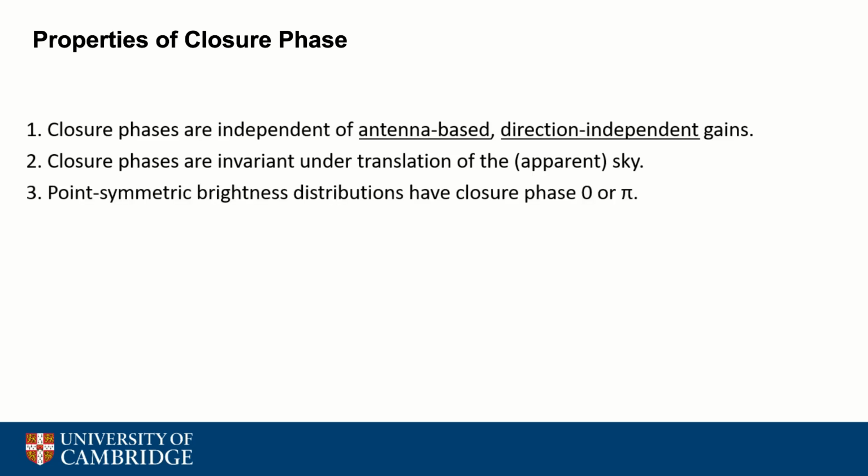Thirdly and lastly, the closure phase has values of 0 or pi for point symmetric brightness distributions. Again, we can use property 2 to shift the center of symmetry onto the origin of the image plane, where the visibilities have values of 0 or pi, and so the closure phase also has a value of 0 or pi. This is important to understand how the closure phase responds to strong point sources, where the closure phase will have values of 0, and also RFI, which will try to force the closure phase to 0.